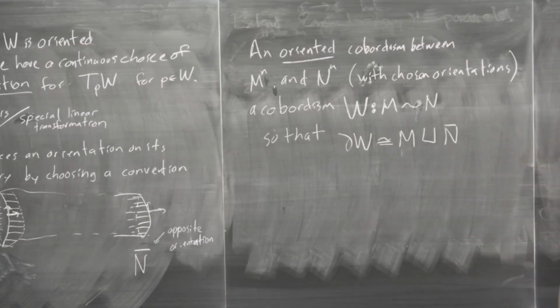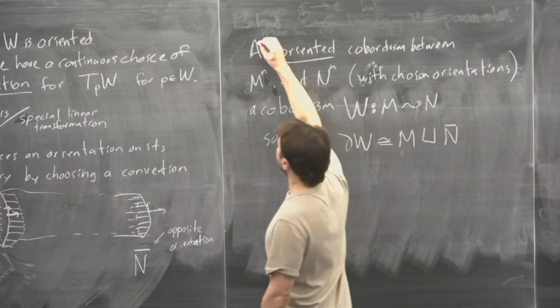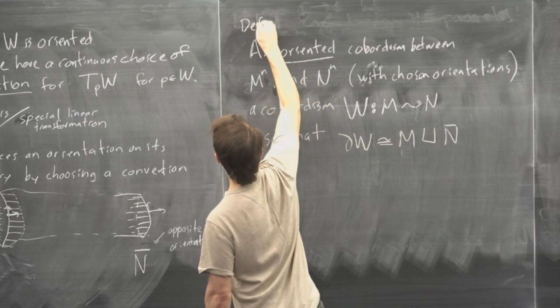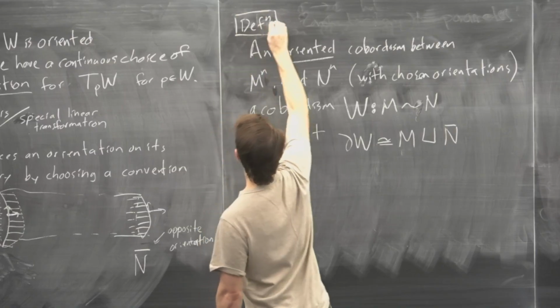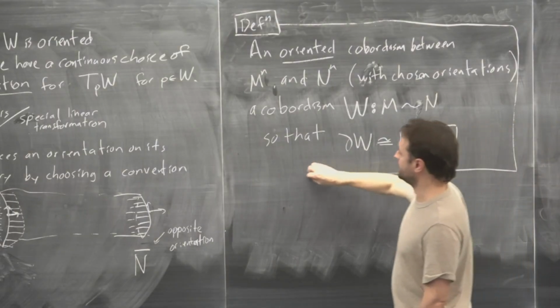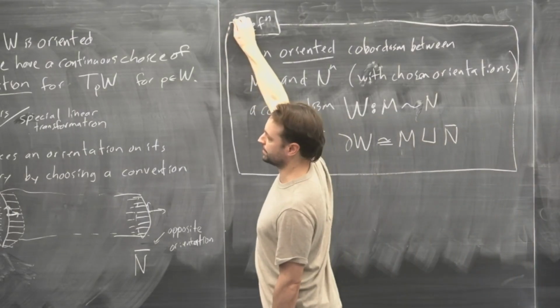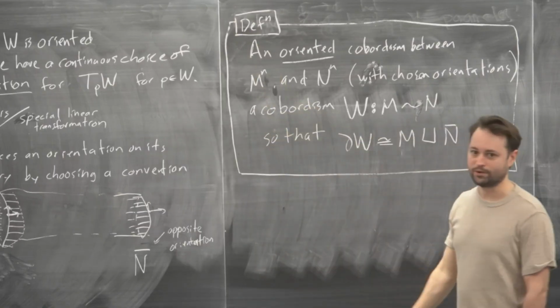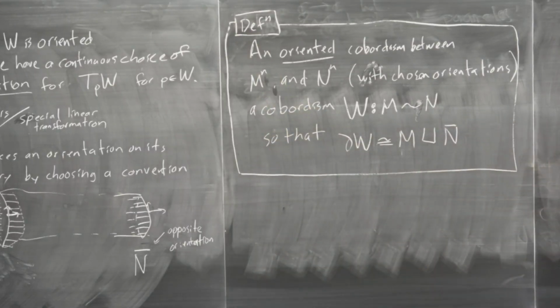So you're supposed to be thinking about Stokes' theorem, about the fundamental theorem of calculus in particular. So one end of your interval is given a positive sign, and the other end of your interval is given a negative sign. This is the same kind of orientation concern.